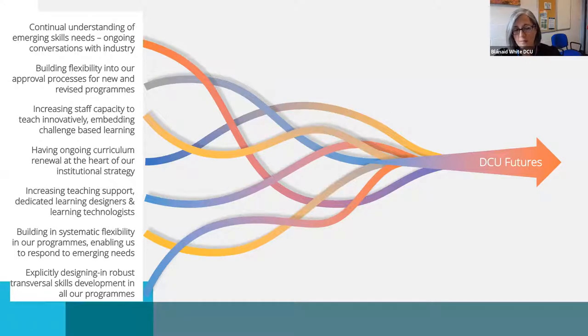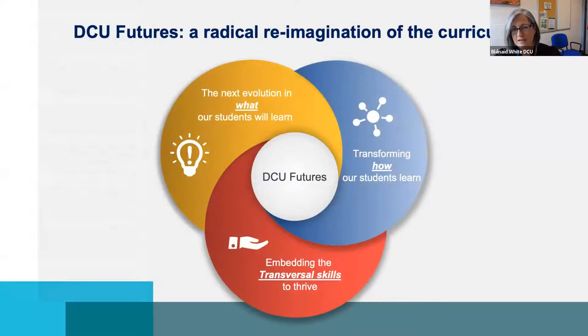And then the last component for us is around explicitly designing in robust transversal skills development across all our programs, regardless of what they are. All those strands give us DCU Futures. DCU Futures is that radical reimagination of our curriculum, and we're building it on three components: looking to the future in terms of what our students will need to learn, transforming how they're going to learn, and then embedding the transversal skills our students will need to thrive in the future.